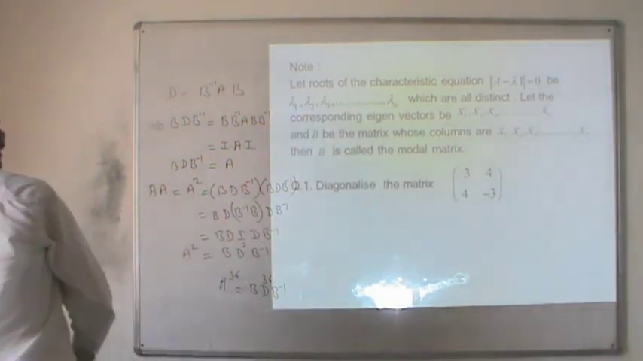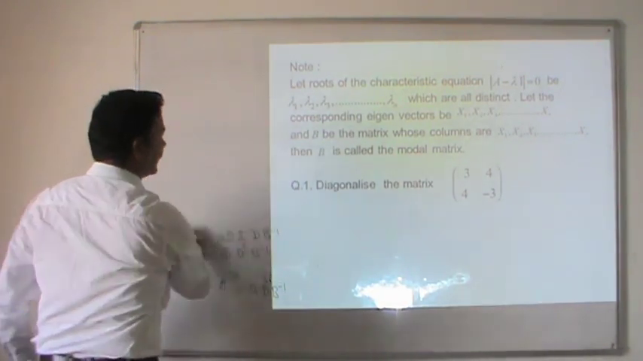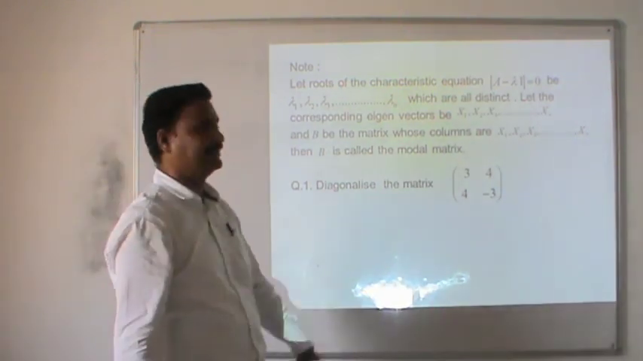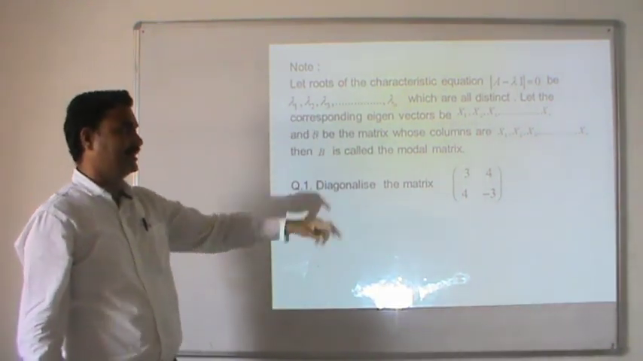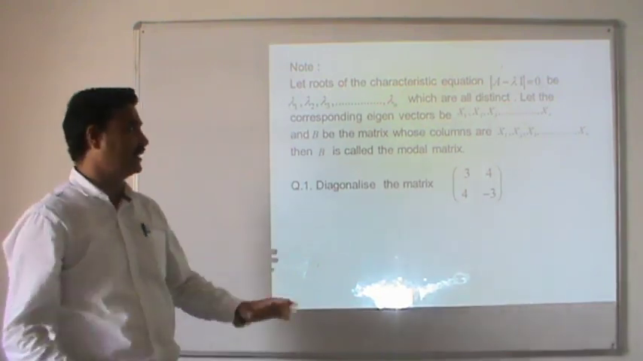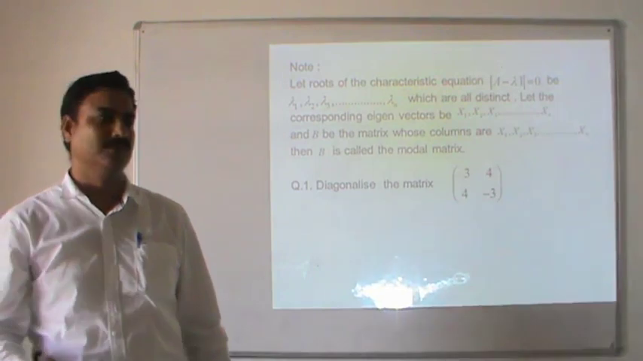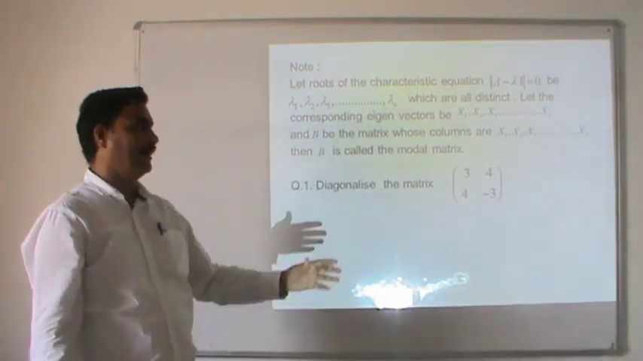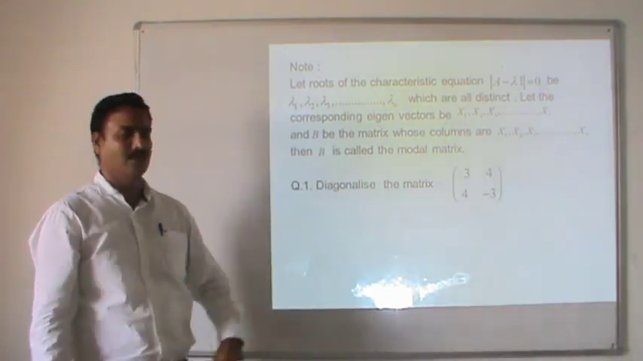Now here we have a remark. Let the roots of the characteristic equation, determinant of A minus lambda I equals 0, be lambda 1, lambda 2, lambda 3, up to lambda n, which are all distinct eigenvalues. Let the corresponding eigenvectors be capital X1, X2, X3, up to Xn. And B is the matrix whose columns are X1, X2, up to Xn. Then B is called the modal matrix.